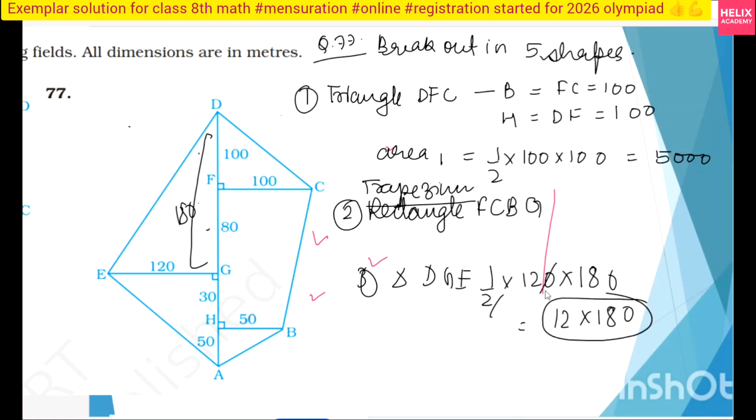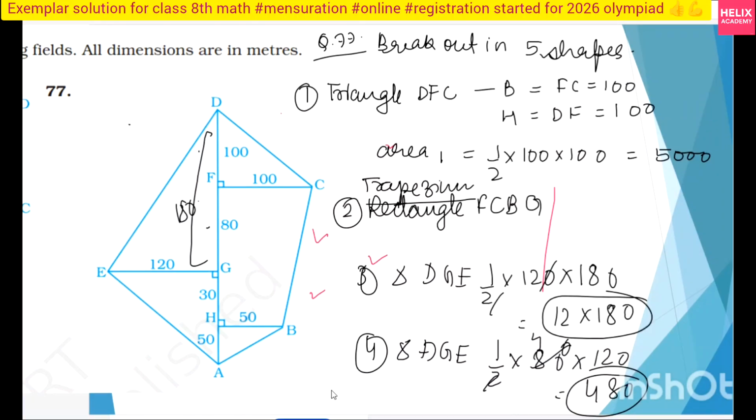Right? This is your another. Then again you have this one, height is this, base is this, again this one height is this, and base will be your 80, right? In triangle AGE, your base will be what? Half base is 50 plus 30, so it will be 80 into 120. So it will be 40 into 120. Okay, so again you will add everything and then you will solve.